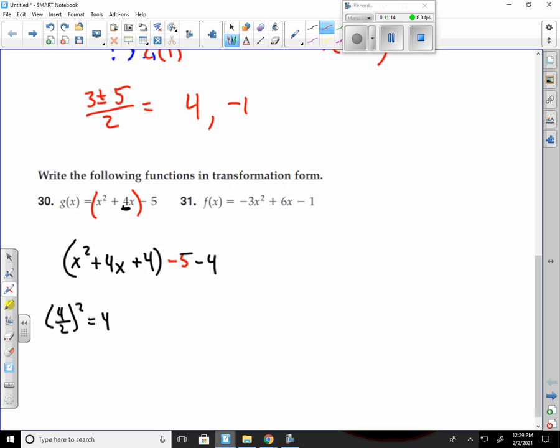Now, it's always important to remember what you got when you did the 4 over 2, because that's what this is going to turn into. It's going to be x plus 2 squared minus 9. That is transformation form.